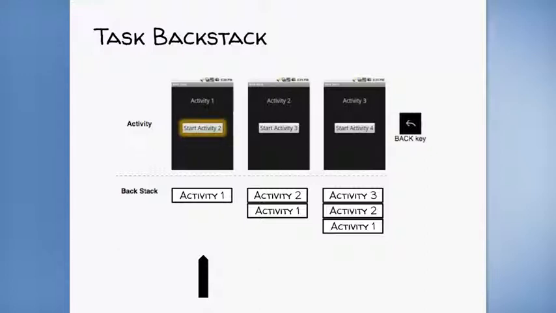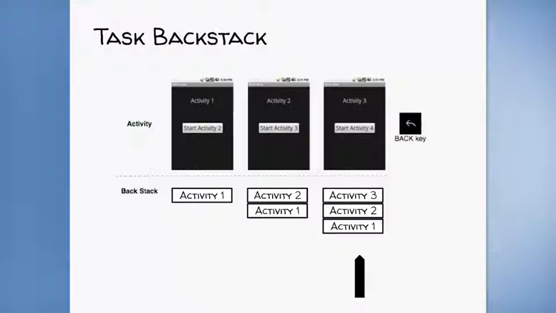So let's say now that the user presses the Start Activity 2 button. At this point, activity 1 is suspended, and its state will be captured so that it can be restored later if the user returns back to it. Next, activity 2 begins, and activity 2 is pushed onto the task backstack. Now, similar to activity 1, activity 2 has a single button labeled Start Activity 3. If the user presses this button, activity 3 will start. So let's say that the user now presses the Start Activity 3 button.